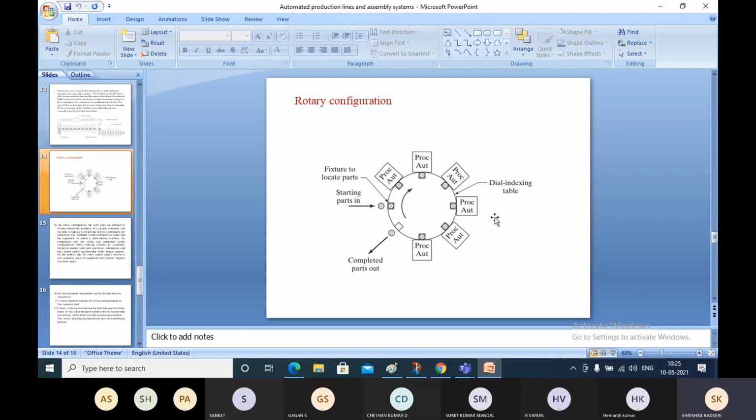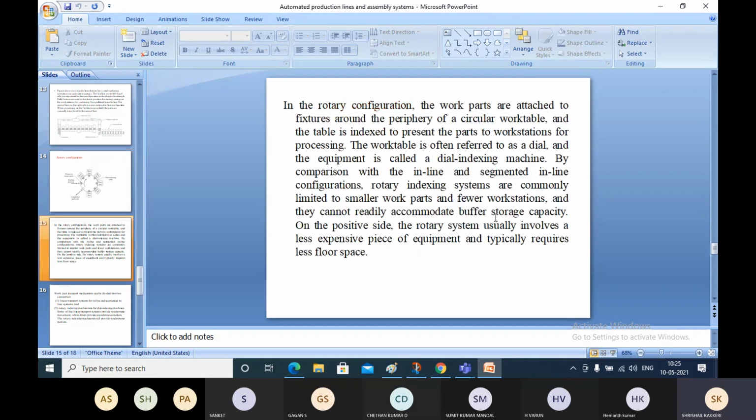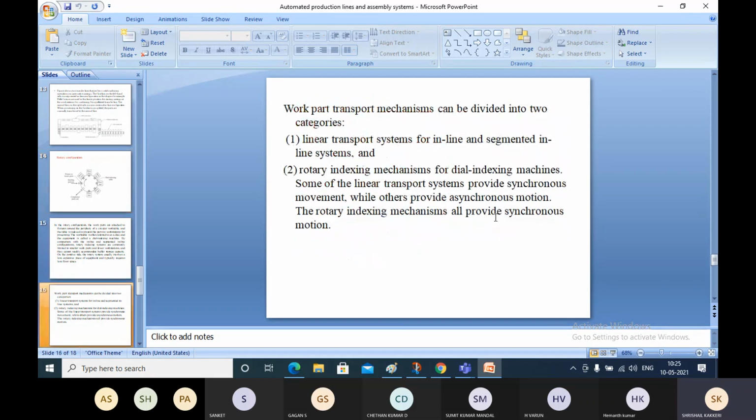Now let me come to work part transfer mechanisms. Please remember the transfer mechanisms. I was talking about the linear transfer systems. Now here I am talking about the work part transfer mechanisms. The work part transfer mechanisms are of two types. One is linear transport systems, inline and segmental inline systems. Already these we have discussed.